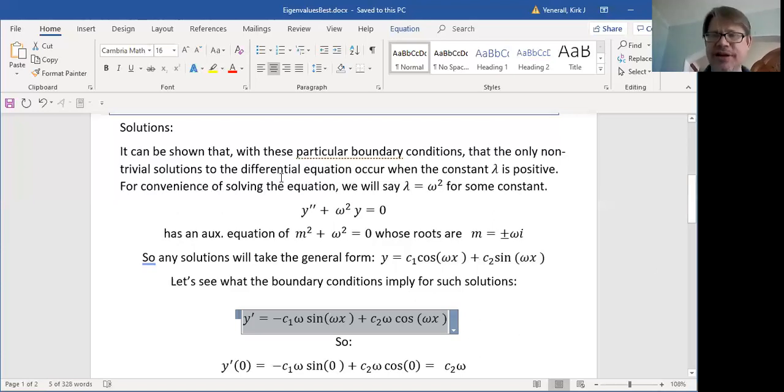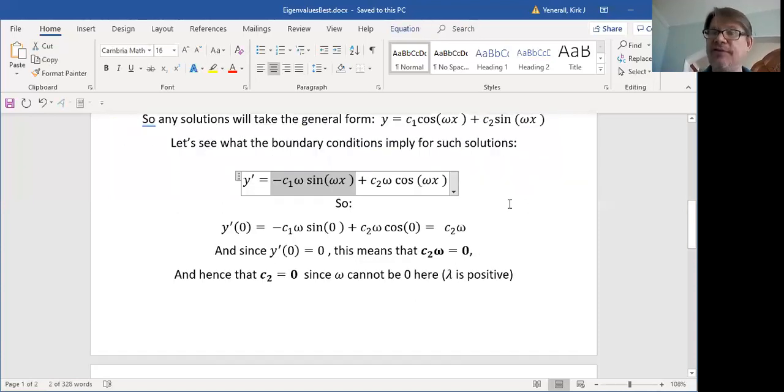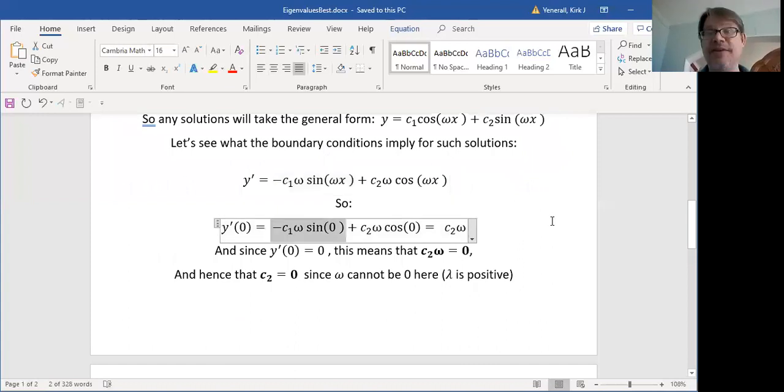When I evaluate the first derivative at 0, one of our pieces is going to have the sine of 0. But the sine of 0 is equal to 0. So that piece will drop out of our equation entirely. The other piece will have the cosine of 0, which is equal to 1. So in the end, for solutions of the form that we have, the first derivative evaluated at 0 would have to be C2 times omega.